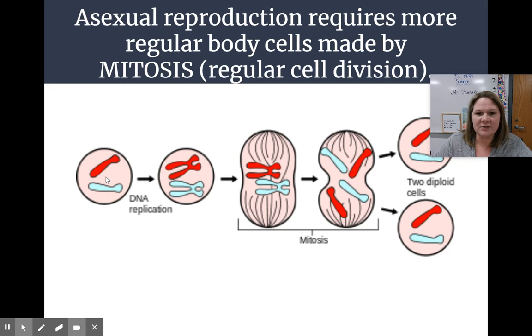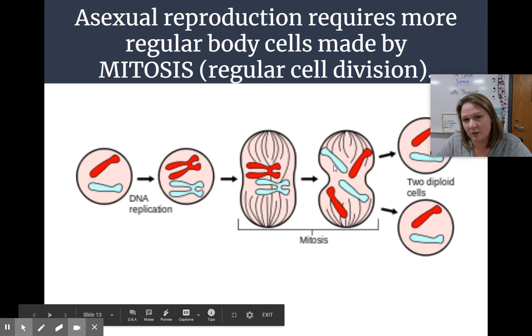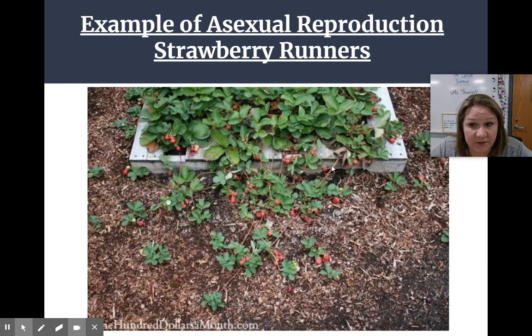So this one, asexual reproduction, is just regular cell division. We're going to get into cell division in our next lesson. But regular cell division is needed. We start with 2 chromosomes. We end with 2 chromosomes. We just need regular cell division to do this one.